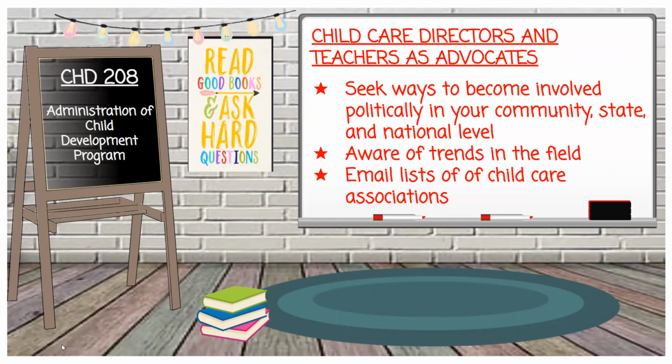And lastly, I want to talk to you about being an advocate, a child care director, and then you all as teachers and future directors. We need to be advocates. Well, what's an advocate? An advocate is a person who stands up for and gets involved for the need of something. Okay, so we need to really begin to seek ways to become involved politically in our community, in our state, maybe even at the national level, to advocate for quality early childhood programs for our children. We need to be aware of the trends that are happening in the field of early childhood education.